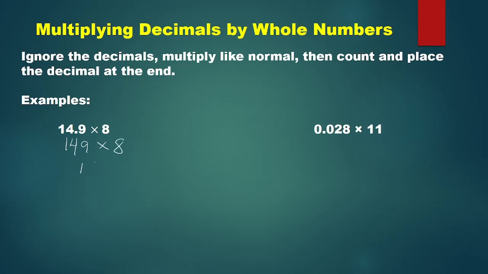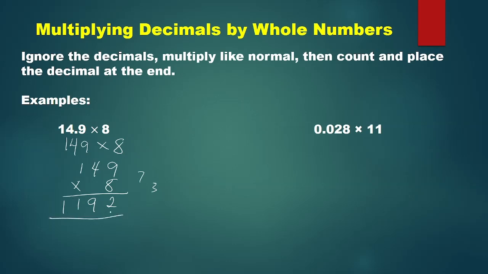So I'll do my multiplication, 149 multiplied by 8. And that would just simply be 8 times 9 is 72. So 2 with a remainder of 7. 8 times 4 is 32 plus 7 is 39. 9 with a remainder of 3. 8 times 1 is 8 plus 3 is 11.